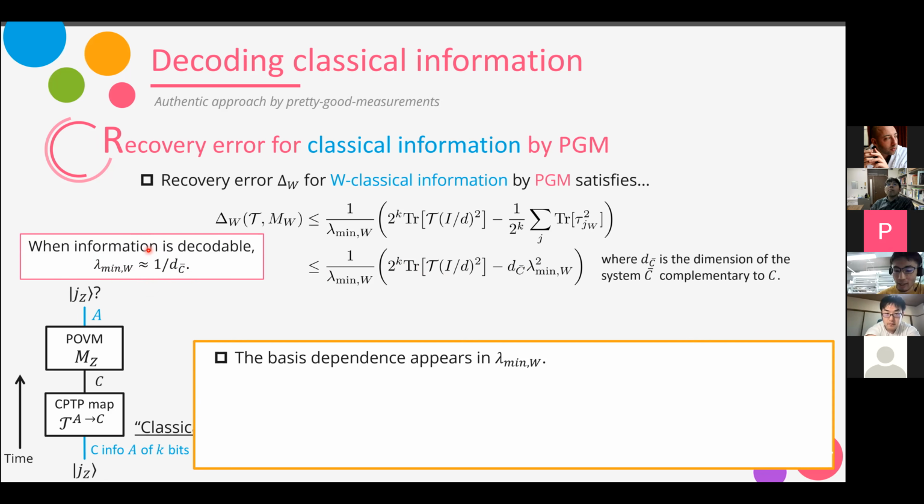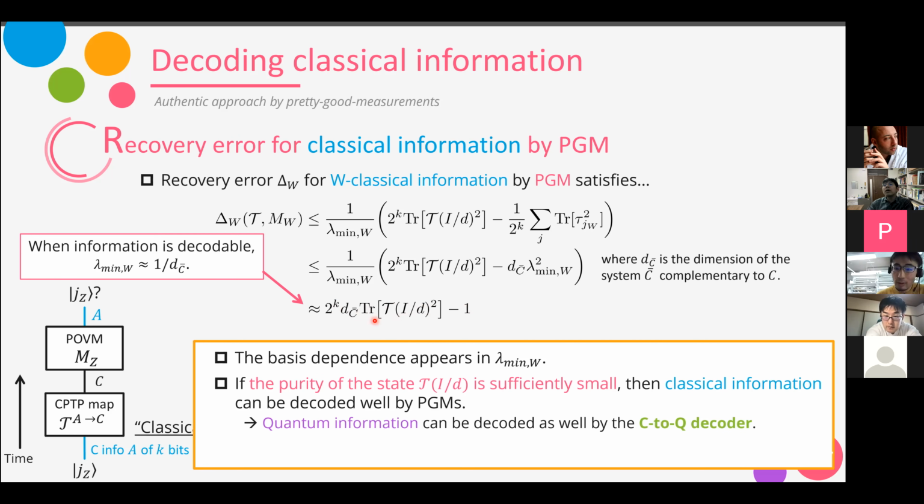So when this is the case, we can further simplify the upper bound. We just substitute this quantity into the expression, and the upper bound is now simply given by 2 to the power k times the dimension of the output system times the purity of this state, minus 1. So it's a very simple expression of the upper bound of the recovery error for classical information.